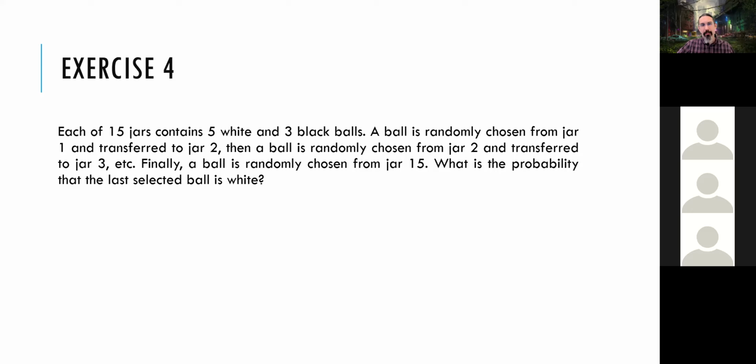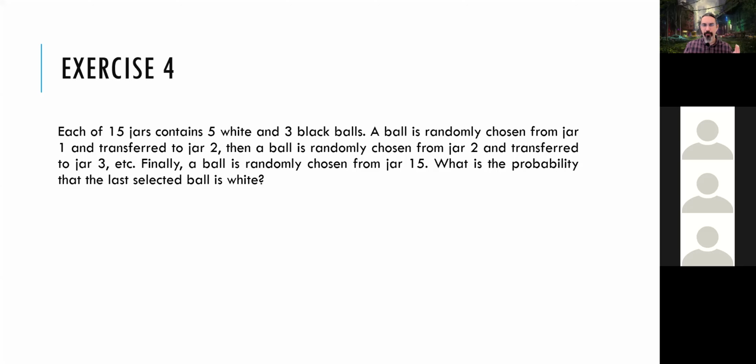What's the probability of picking a white ball from the first jar? It's 5/8 because I have five white balls in there and a total of 8 balls. Okay. What's the probability of picking a white ball from the second jar after I'm done with the first one? After I'm done with the first one means that I have already picked the ball and put it in the second jar. It can happen in 2 different ways. I might have picked a white ball from the first jar and put it in the second one, or I might have picked a black ball from the first jar and put it in the second one.